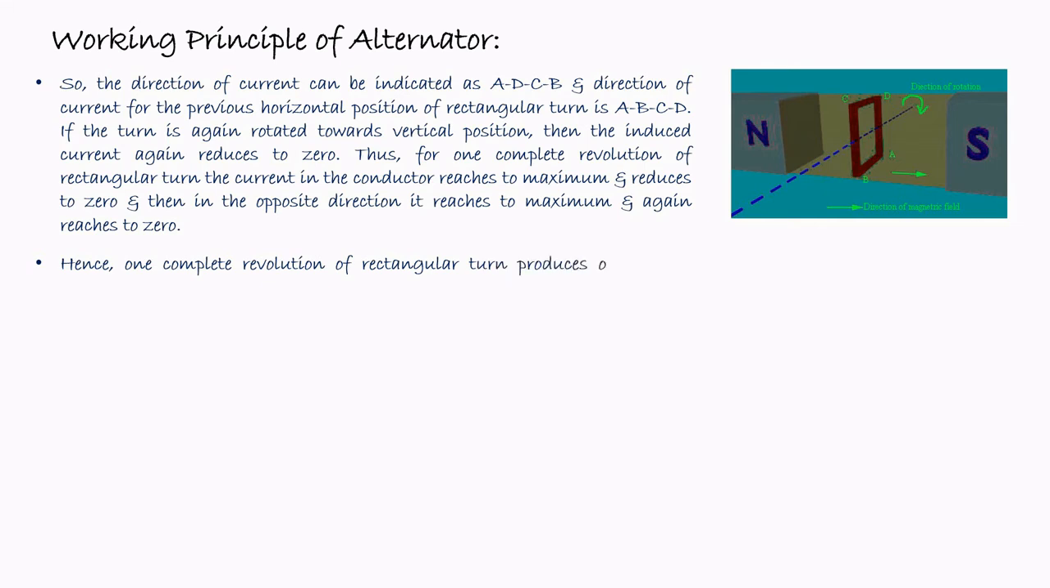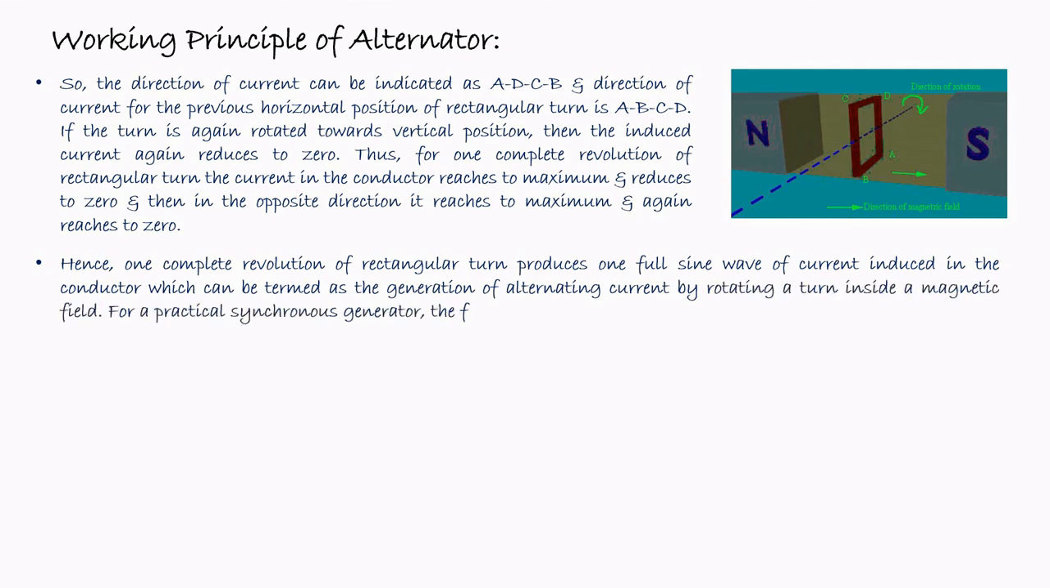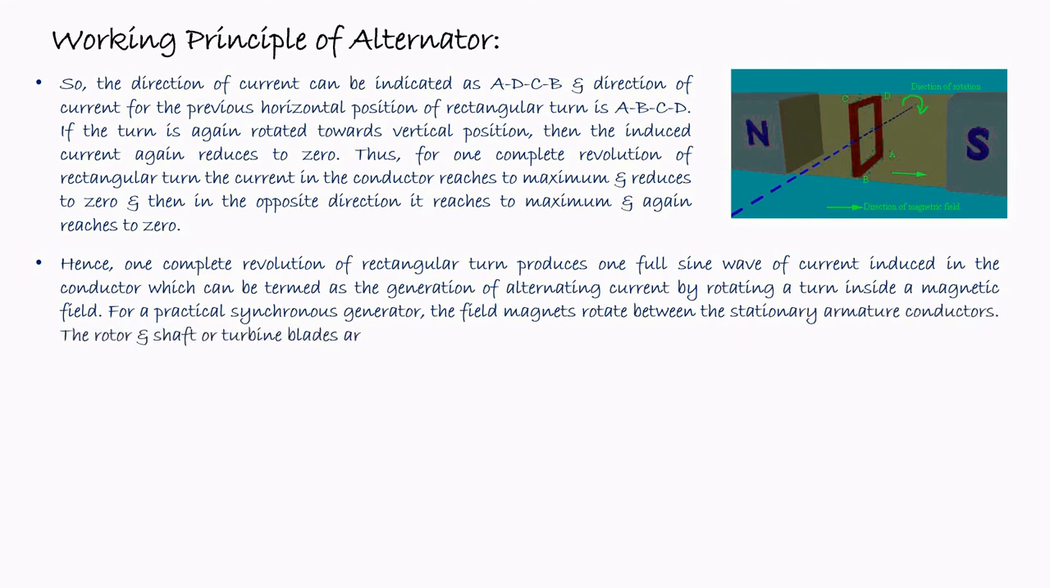Hence, one complete revolution of the rectangular turn produces one full sine wave of the current induced in the conductor, which can be termed as the generation of the alternating current by rotating a turn inside a magnetic field. For a particular synchronous generator, the field magnets rotate between the stationary armature conductors.